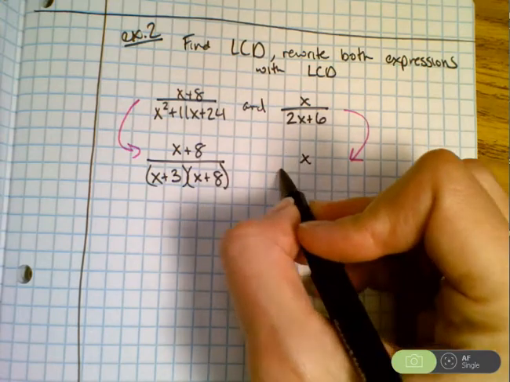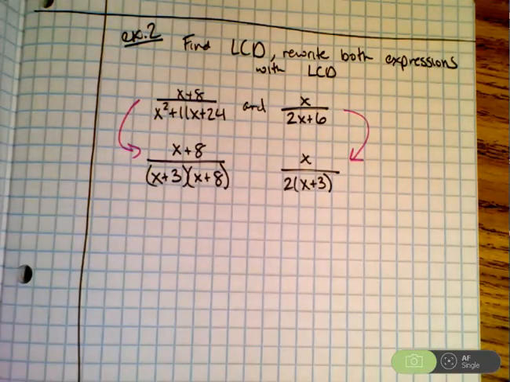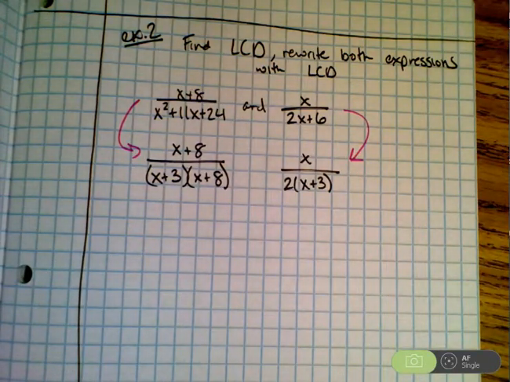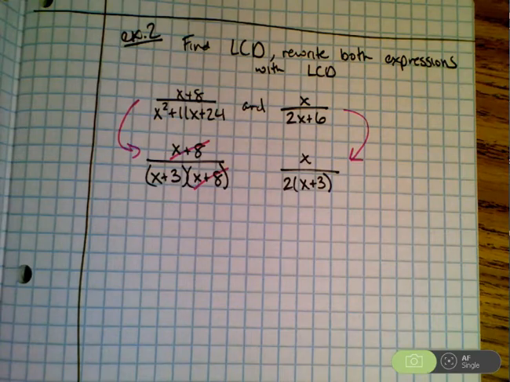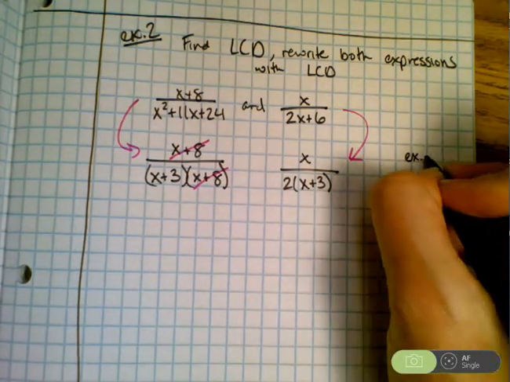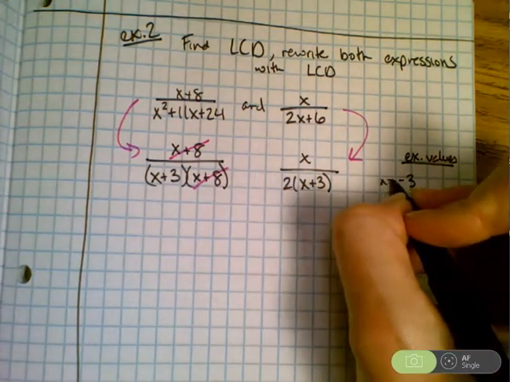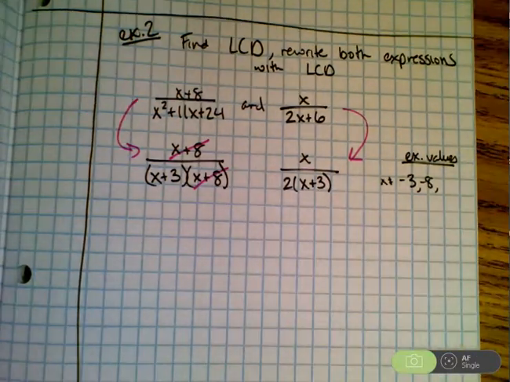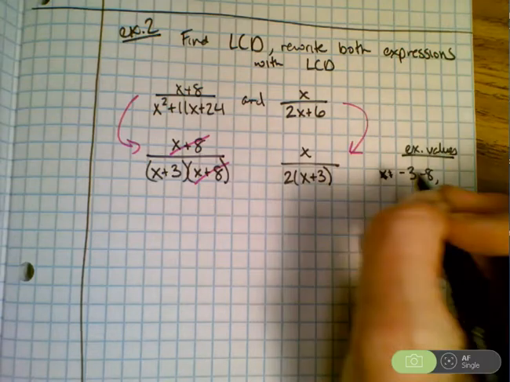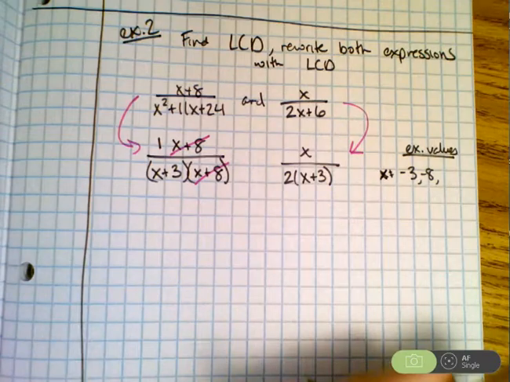Over here, x over 2x plus 6. Well, those both have 2's in them, so 2 times x plus 3. So what we want to do is a little simplifying first. If we look at this one, notice that those both cancel. We would put excluded values out here. Our excluded values are -3, -8. Oh, and that's it, because we have a -3 there too. So those are our only excluded values. Just good to keep in mind as we do this. We simplified this one, so now it's just 1 over x plus 3.